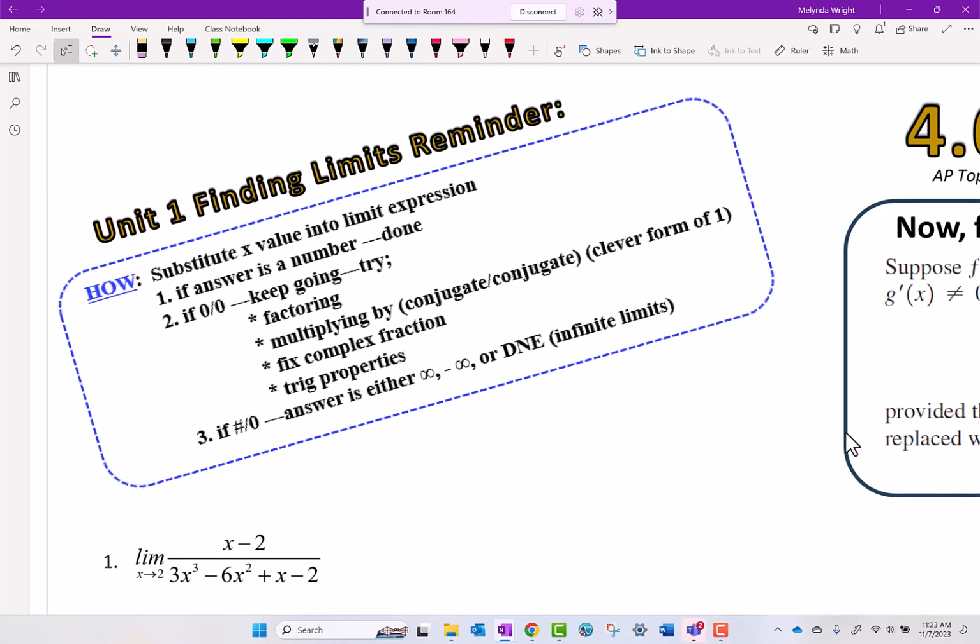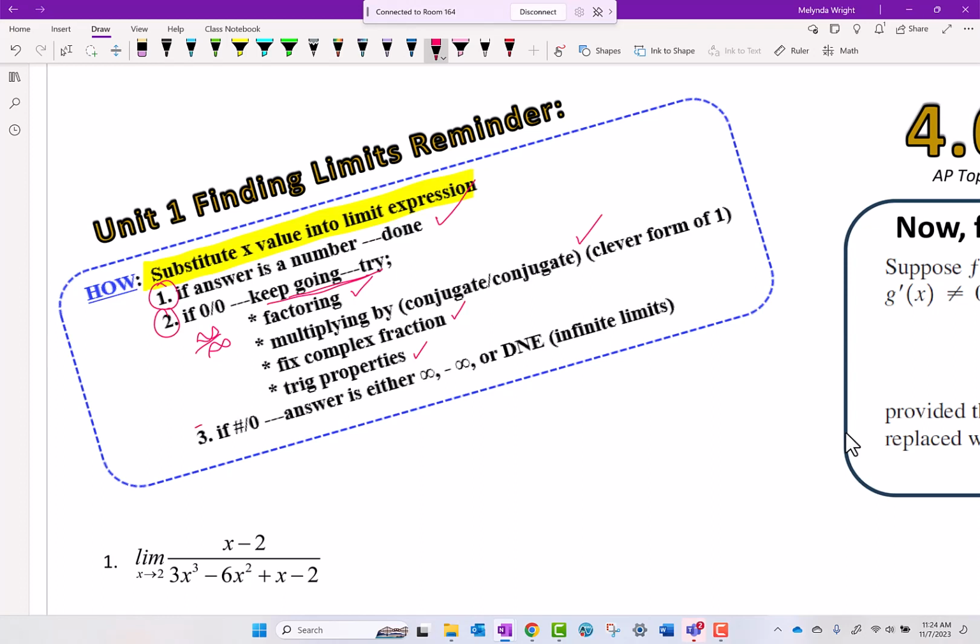Let's just remind you what we were doing algebraically. What did we do? So our first step was to substitute the x value in. That's what we did. And we hoped that if we got a number, we were done and check. Remember, if we got 0 over 0 or infinity over infinity, we kept going. We kept going and we tried different stuff. We tried to factor. We tried multiplying by the conjugate. We tried fixing complex fractions or trig properties. Remember, that's what we did algebraically.